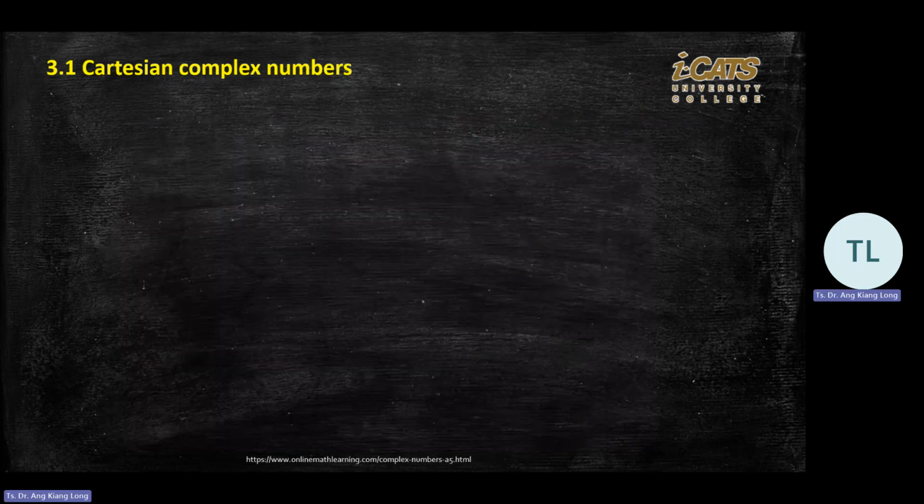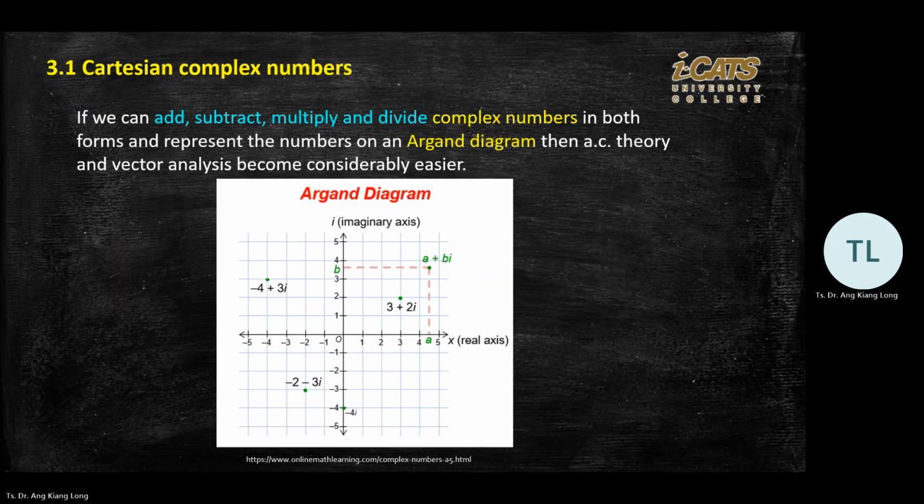Okay, now before we go, another diagram that you see in this module or in chapter 3 is called the Argand diagram. Your test 1, test 2, and also the final exam, you need to present the answer on the Argand diagram. Argand diagram means you have a y-axis and an x-axis.